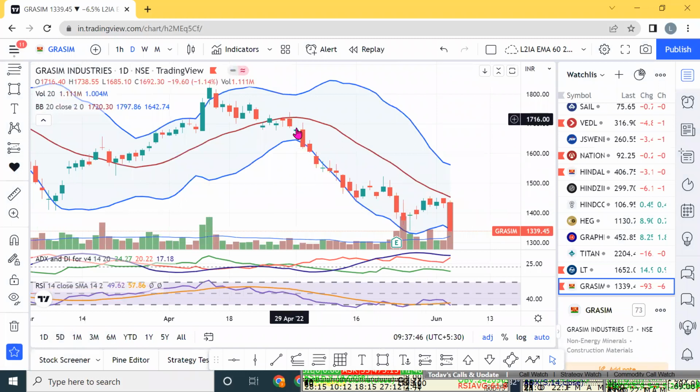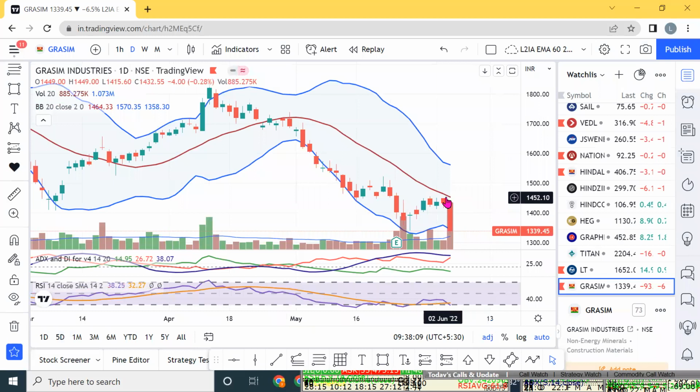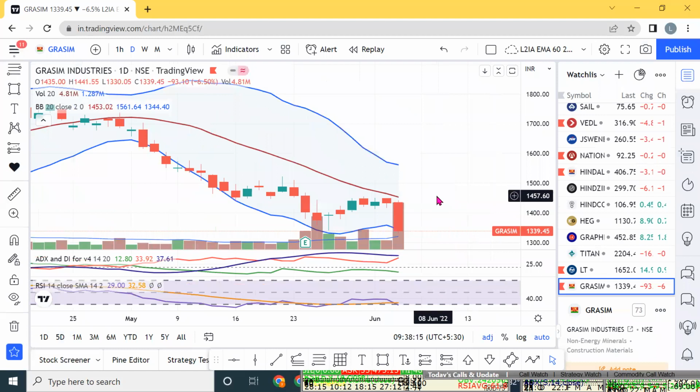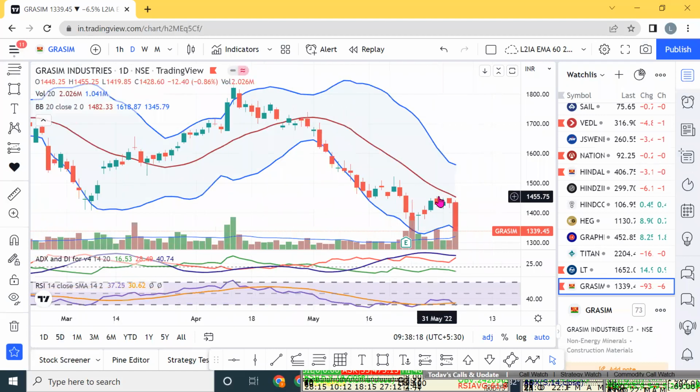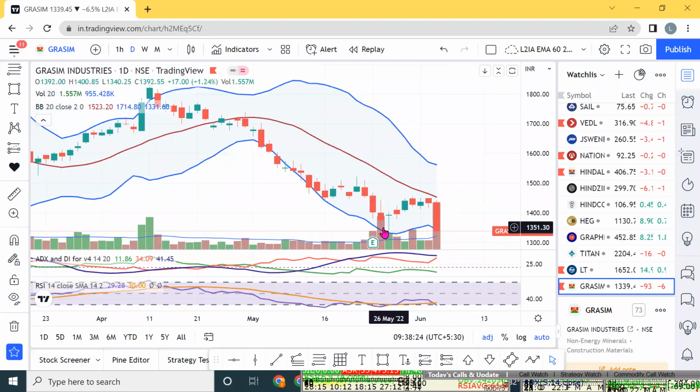See, Grasim Industries has come down. It is a holding company for the Aditya Birla Group. Okay, it is a diversified company. It has cement and holdings in other companies also, like Aditya Birla Fashion, Capital. All these are not part of Grasim Industries. So it has come down drastically from 1450 levels to 1339 levels. So it looks bad currently.